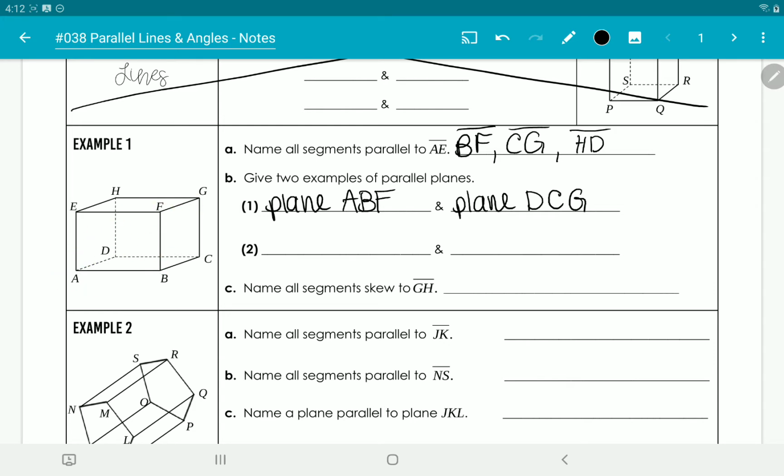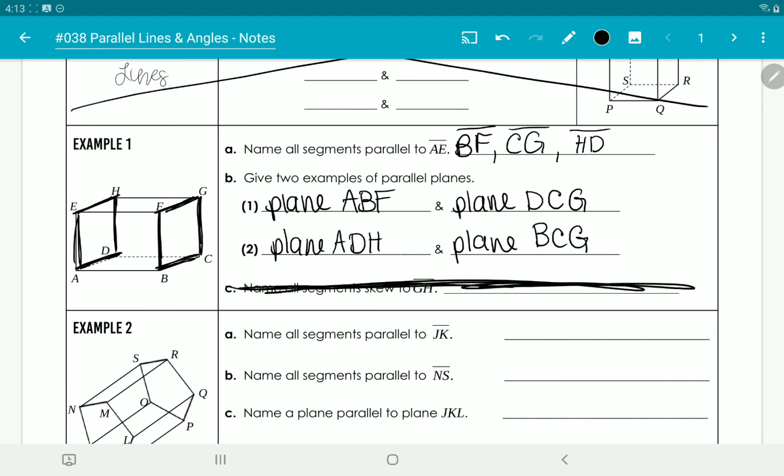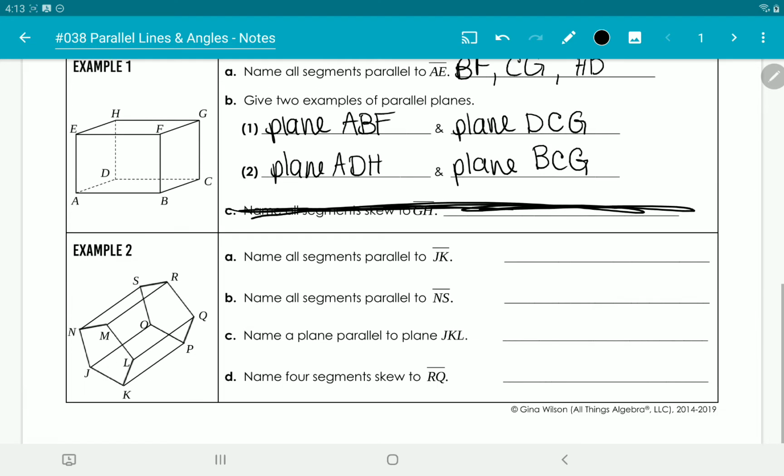Okay. And then we can look at plane ADH. Again, just 3 points. And you can see that if we're looking at this plane over here, this would be the one that is going in the same direction and is not going to intersect it. So let's call this one plane BCG. And then this one's asking about skew segments, so we are just going to mark it out. So they're parallel, they're going in the same direction, and they're never going to meet each other.